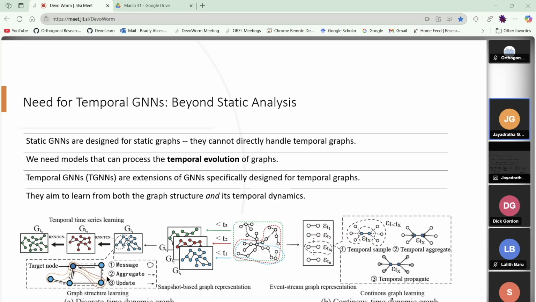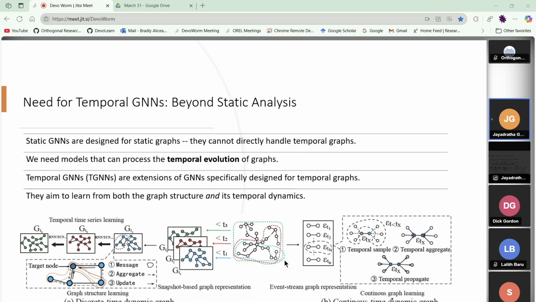Here in the GNN, as I already showed, we use message passing. We take messages from the neighbors, then aggregate and update, and that happens in a single snapshot. Then we take an RNN, and whatever embeddings we get from this snapshot, we pass through the RNN. And for the RNN, the hidden information will be these GCN parameters.